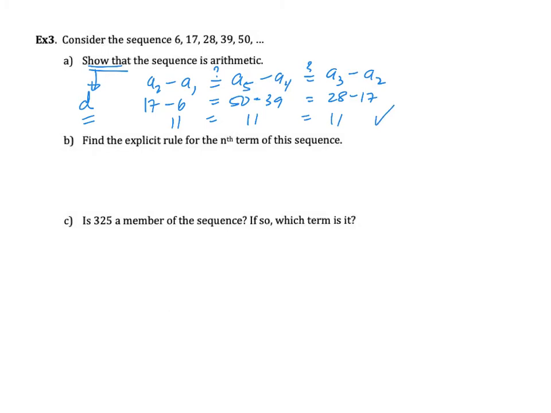So a common difference exists. Therefore, if a common difference exists, then you must have an arithmetic sequence. Okay, part B. It says find the explicit rule for the nth term of this sequence.